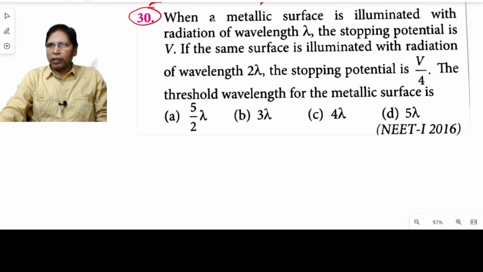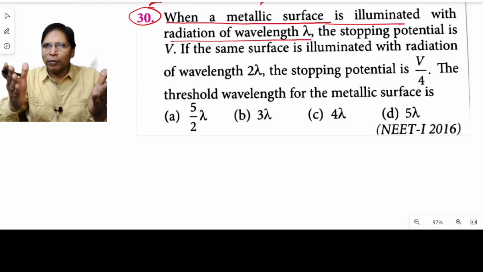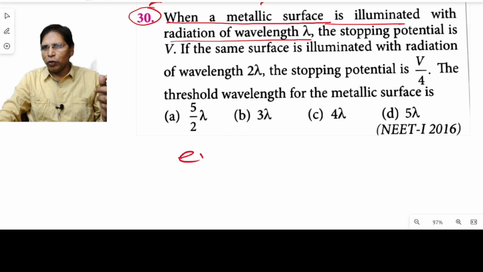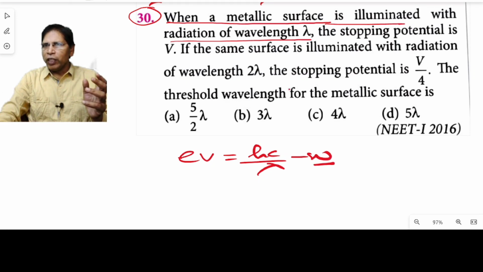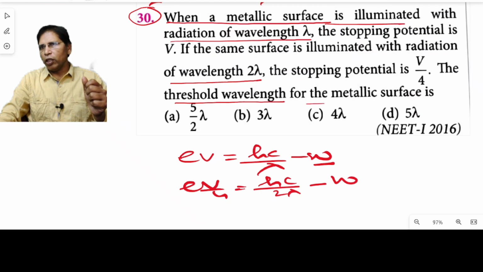Now question number 30. When a metallic surface is illuminated with a radiation of wavelength lambda, the stopping potential is V. From this equation we can write eV equals hc by lambda minus W, where W is the work function. If the same surface is illuminated with radiation of wavelength 2 lambda, the stopping potential is V by 4. So this is eV by 4 equals hc divided by 2 lambda minus W. The threshold wavelength of the metal surface is asked.